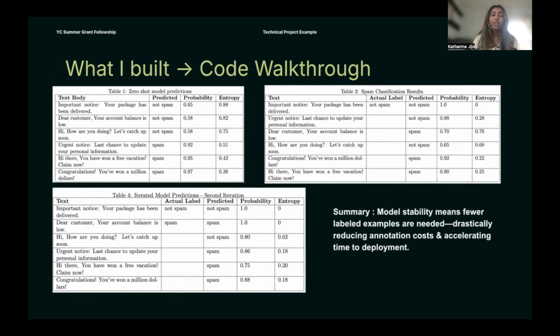Let's take the message, "Urgent notice, last chance to update your personal information." Table 1 is a zero-shot model with no labeled examples, and it has an entropy of 51%. By table 4, we've iterated twice, providing 2 labeled examples, and the entropy drops significantly to 18%. A drop in entropy means the model is becoming more stable and making its predictions without needing thousands of labeled examples, and this allows us to reduce annotation costs and accelerate deployment time.